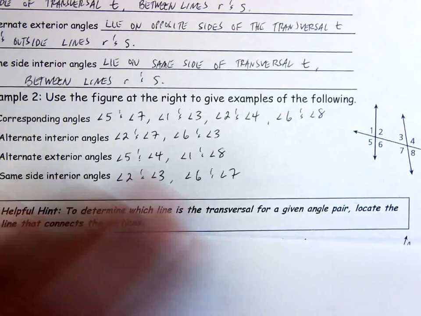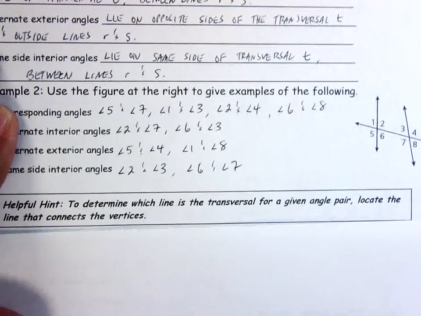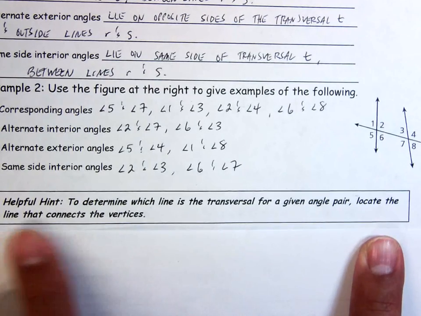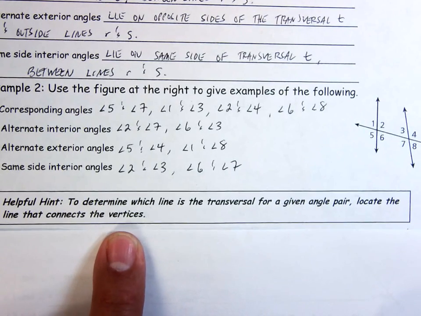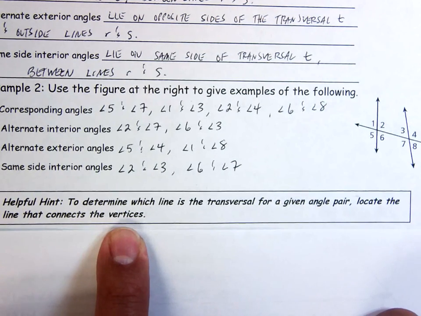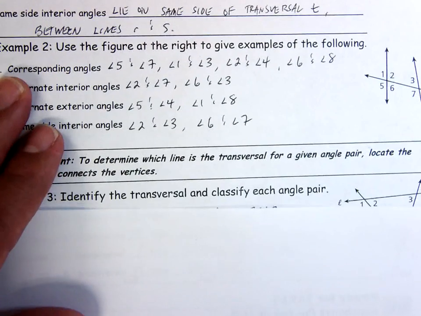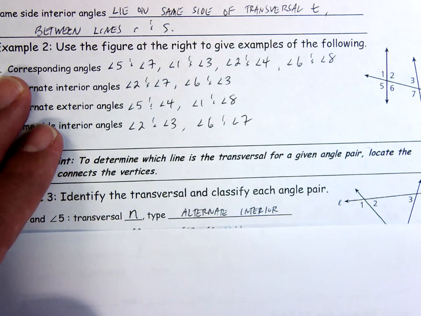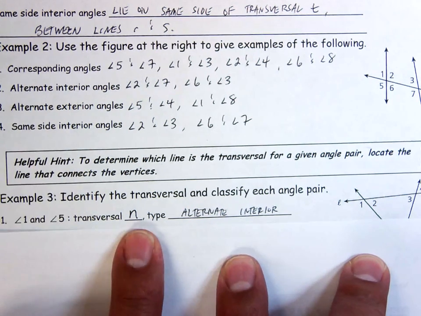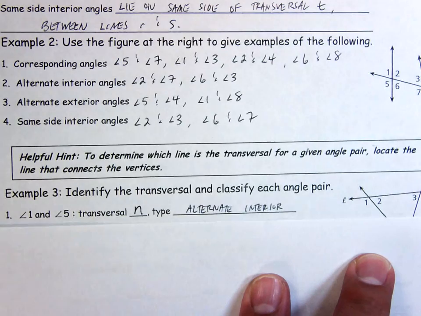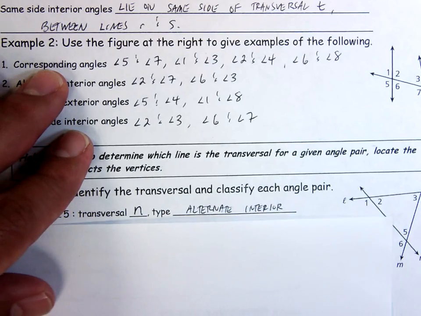Alright, next part. Helpful hint. To determine which line is the transversal for a given angle pair, locate the line that connects the vertices. So if I'm giving you two angles and you want to know what the transversal is, just look at the line that goes through both of the vertices. Example. Angle 1 and angle 5. I'll do this first one for you. Just follow along, and then after I do this first one, try doing the next 3 on your own, and then check your answers. So let's go to angle 1 and angle 5 in the picture.